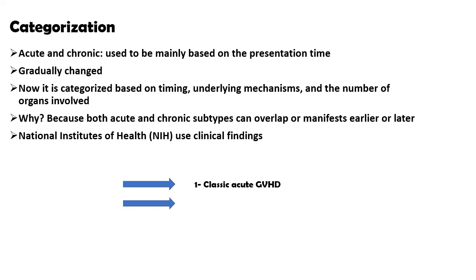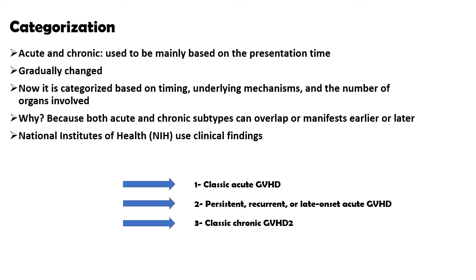The second type is called persistent, recurrent, or late onset acute graft versus host disease. The patient in this subtype presents with clinical features of classic acute graft versus host disease, but after 100 days of transplantation. The third subtype is called classic chronic graft versus host disease. It presents after 100 days of transplant with classical clinical features of chronic graft versus host disease.